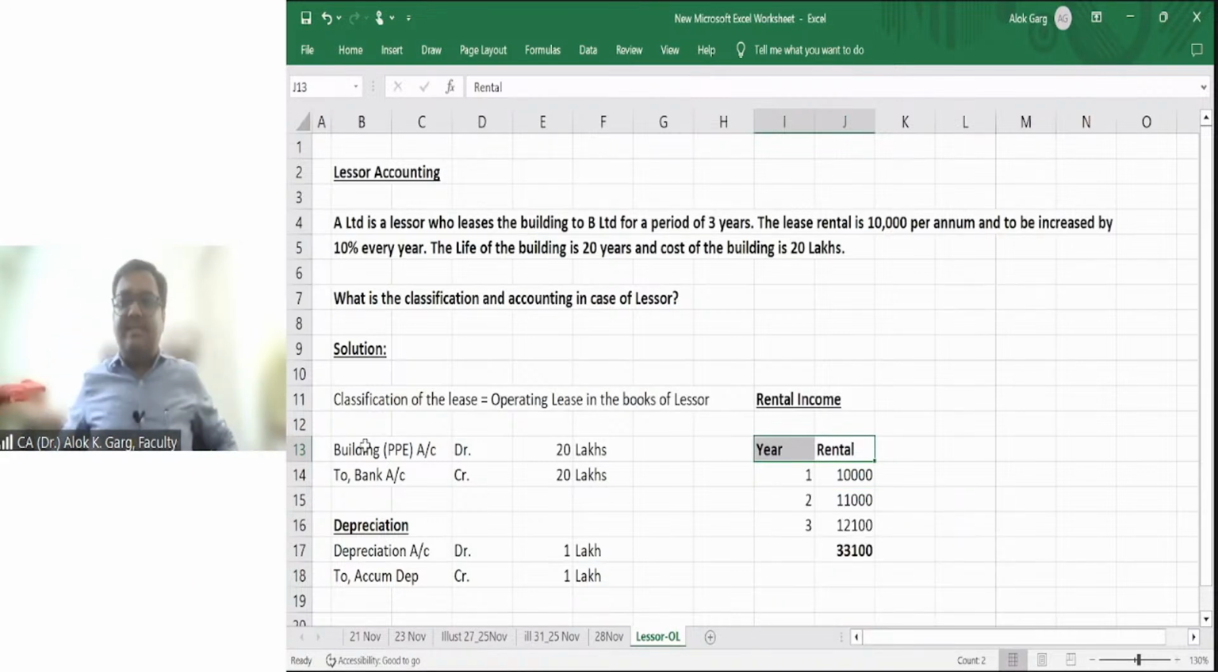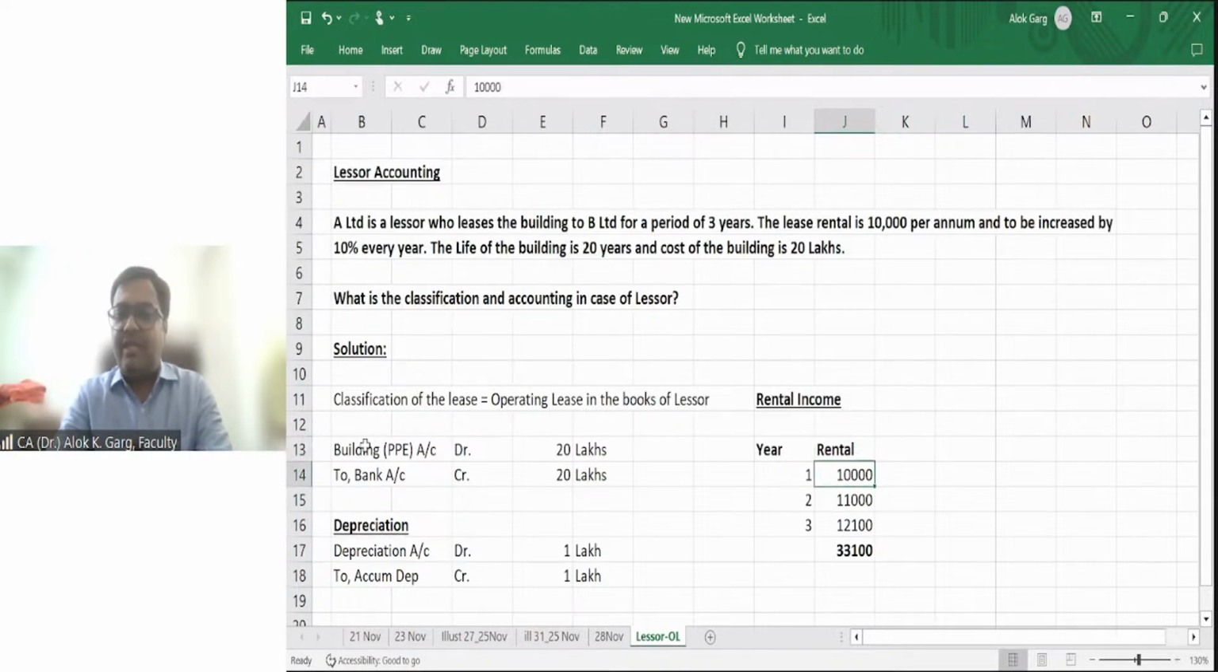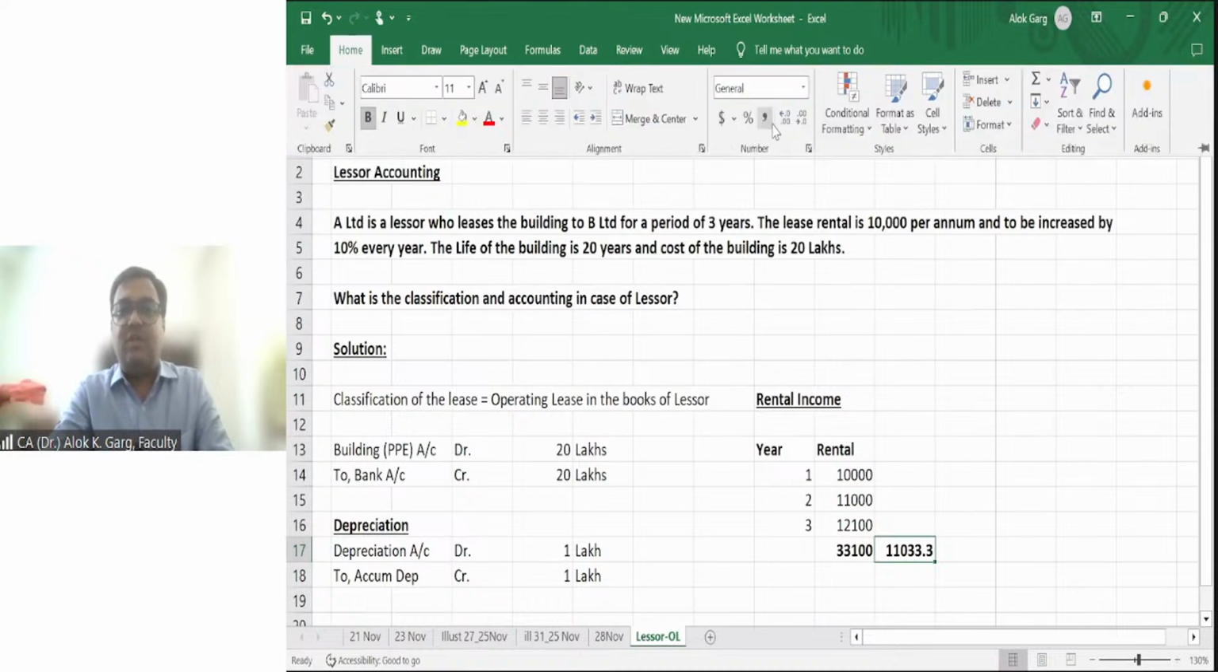But this is an operating lease accounting. In this case, the lessor will recognize the lease rental income every year on an accrual basis. Friends, standard says that the lessor has to recognize the lease rental on a straight line basis. What is meant by straight line basis? Today the lessor knows that in the next 3 years, I will be earning 33,100. So what is the per year income? Just divide by 3. Per year income is 11,033 rupees. Lessor has to do a straight line accounting.